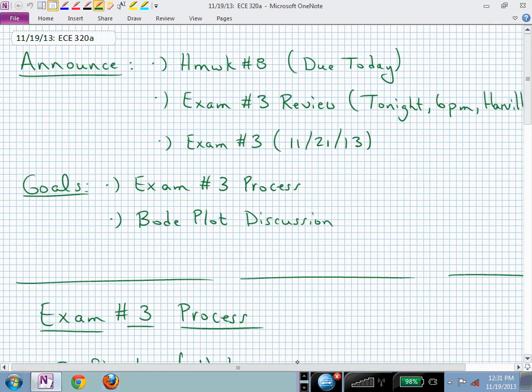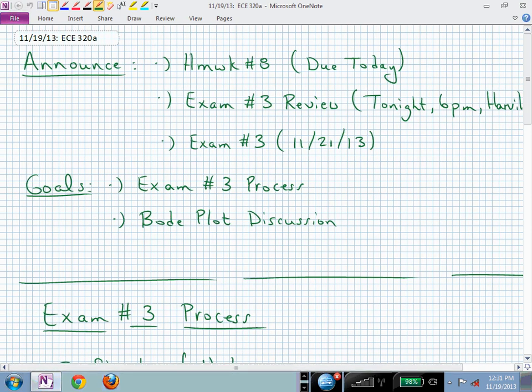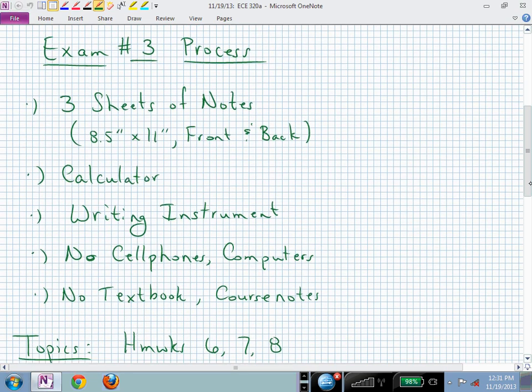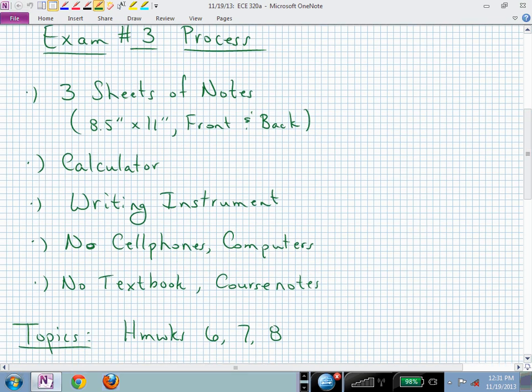Today what I want to do is simply review the process for exam number 3, and that should be like the previous exams. And then we will get into Bode plots. For exam number 3, you have 3 sheets of notes, 6 sides to deal with. You may not need all of those. Maybe you can collapse all of that down into 4 sides of paper. Calculator and writing tools are available, but nothing else. No cell phones, no computers, no textbook, and no course notes.